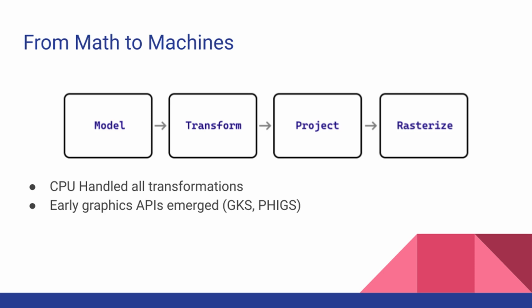Because there was no hardware acceleration, even simple models took significant processing time, which is why early graphics were almost always wireframes. To make this process more manageable, standards like GKS and PHIGS were developed to provide consistent programming interfaces for 3D graphics. These early APIs represented the first major step in structuring graphics through software engineering.